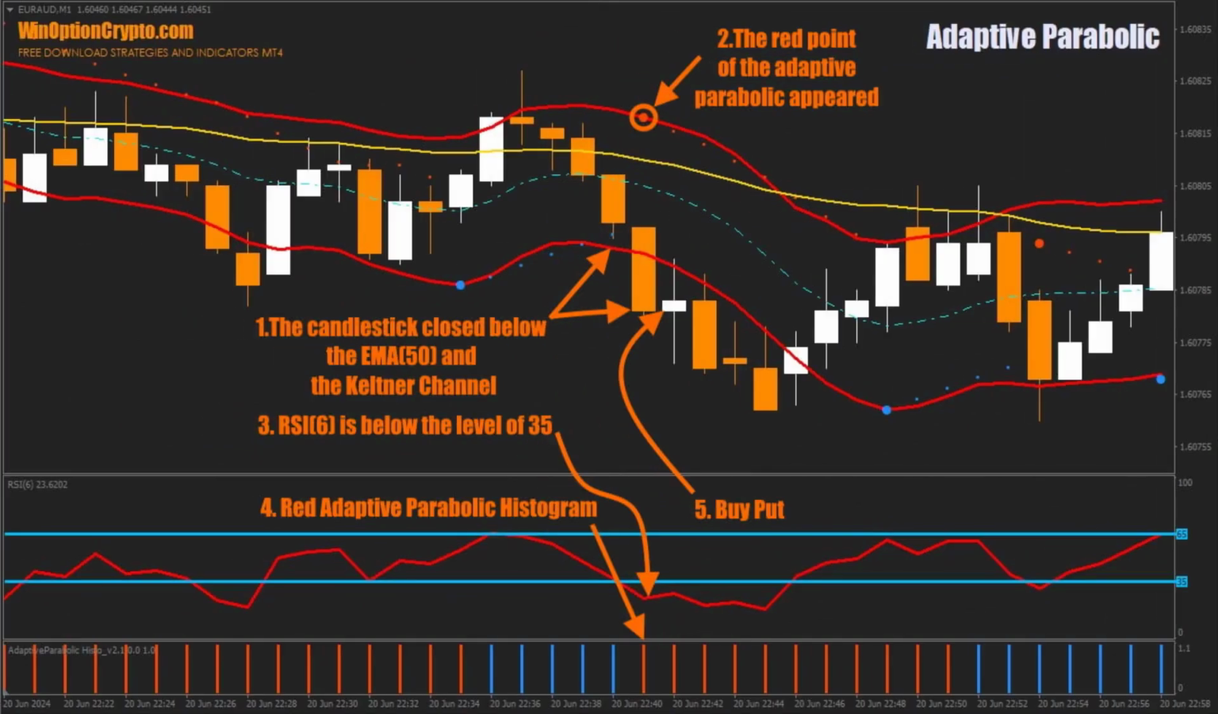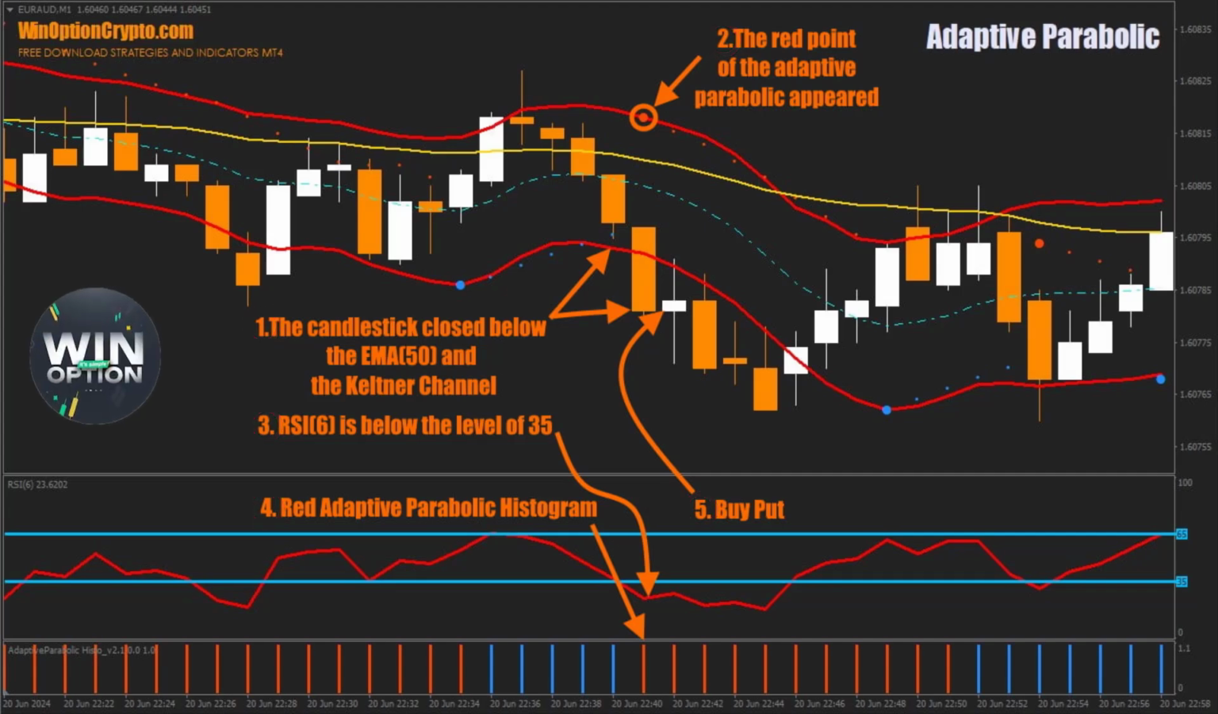To buy put options, you need to: 1. Make sure that the trend is downward. The candle closed below EMA 50 and the Keltner channels. 2. A red dot of the Adaptive Parabolic appeared. 3. The RSI indicator value is below 35. 4. The Adaptive Parabolic histogram is red. 5. At the opening of the next candle, we buy a put option.